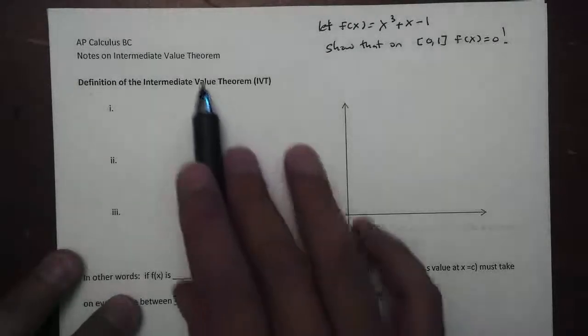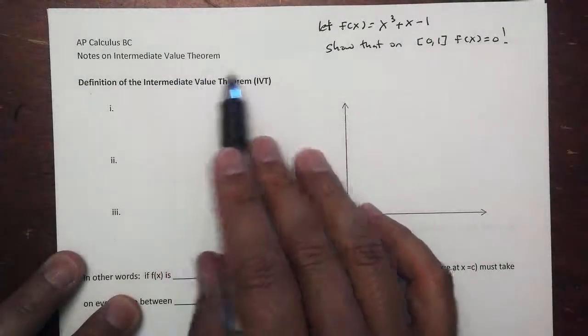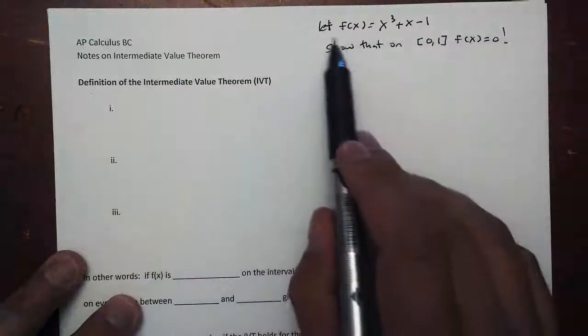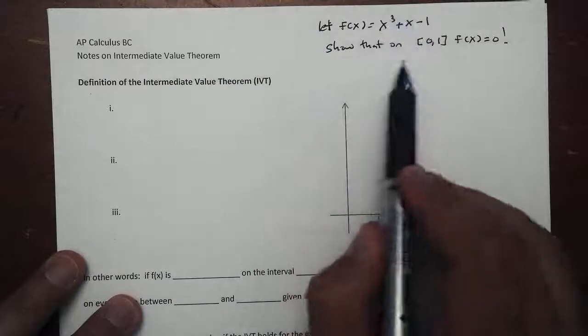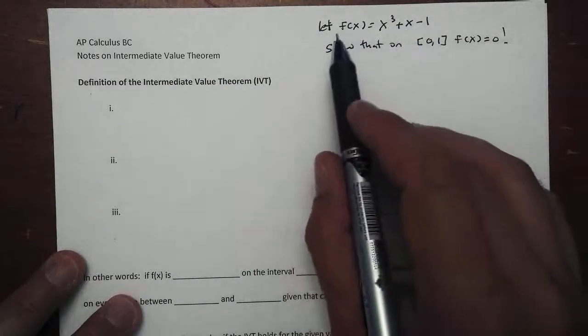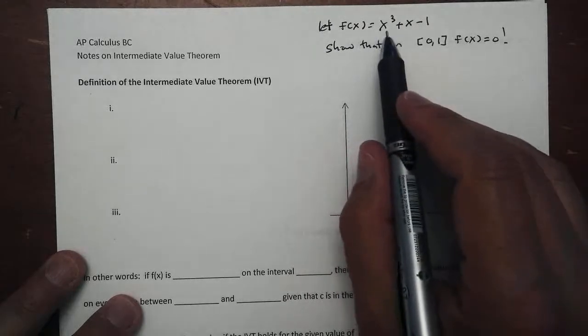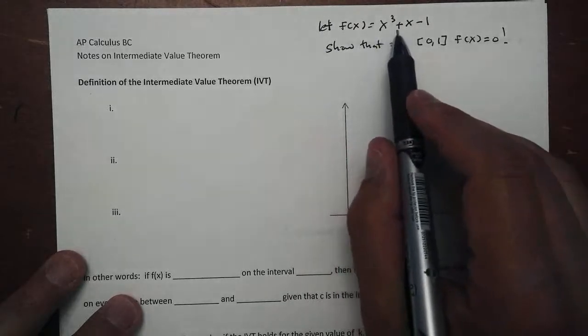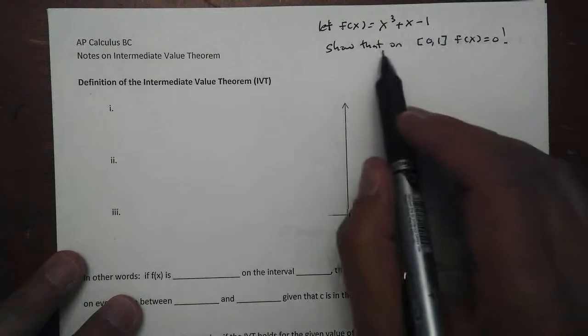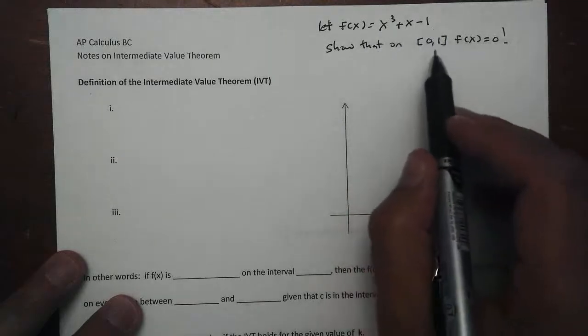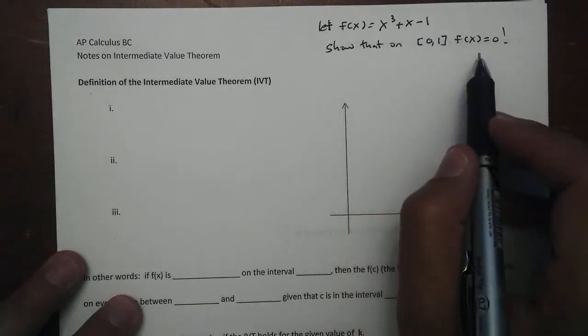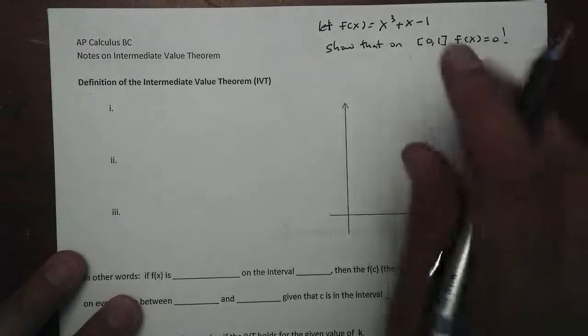Today we're going to talk about the intermediate value theorem. So, this was on a homework question I gave to my students the night before. And it says, let's say we have this function f of x equals x cubed plus x minus 1. And we want to show that somewhere on the domain 0 to 1 the value is 0.